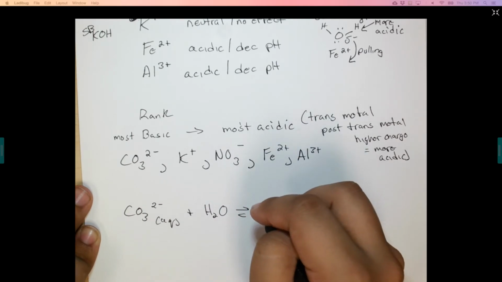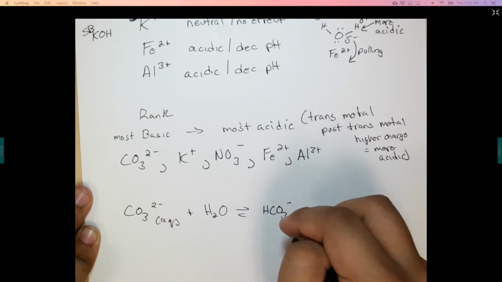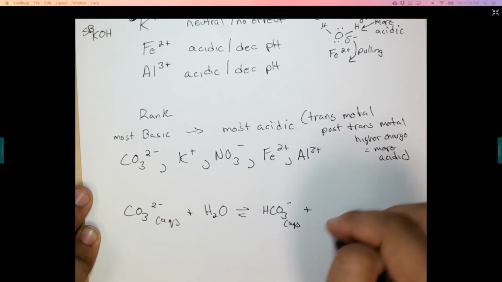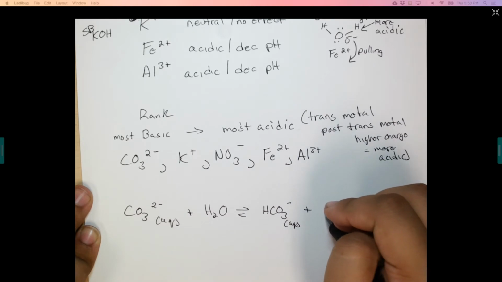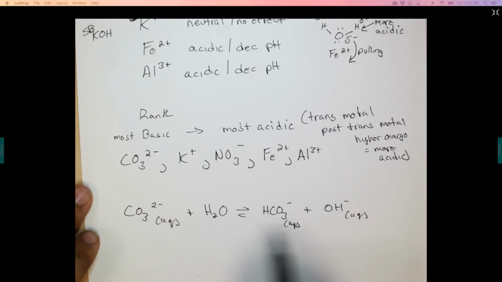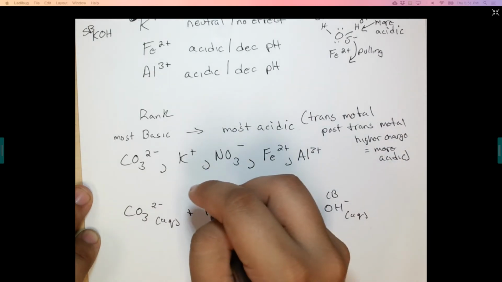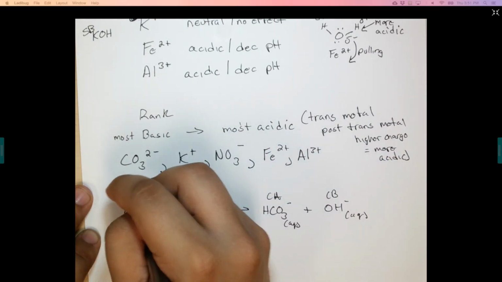So remember, we have the formation of the conjugate acid, bicarbonate, excuse me, and the creation of hydroxide ion, which is what makes it basic. So this is your breakdown. Remember, this is Ca, Cb, and this is your acid and base.